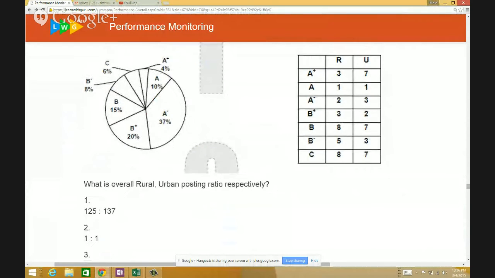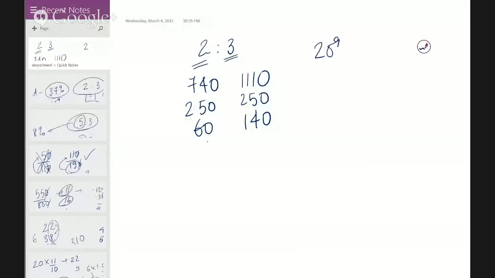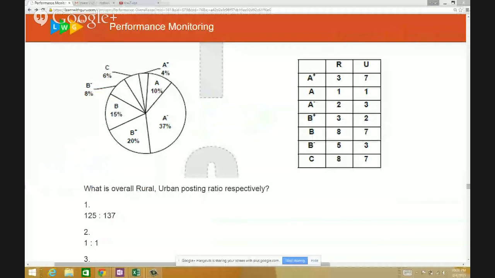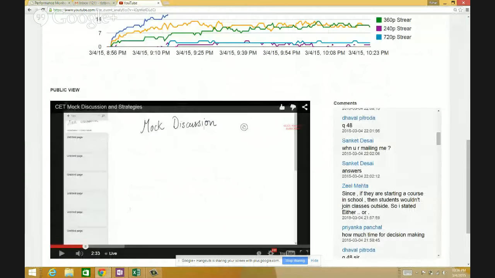It depends on the number you have. B plus, you have 20%. 20% of 5,000. Okay, the 0s cancel. You have 1,000 left. Now you want to divide this into 5 parts again. So per part is going to be 200. So 600 and 400. Okay, like this, I think it gets a little easy and straightforward, and then you can take it ahead.